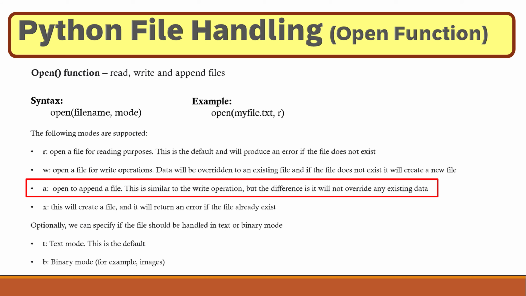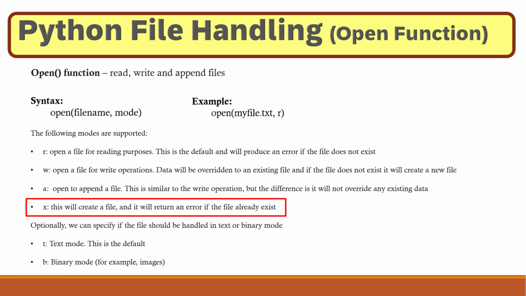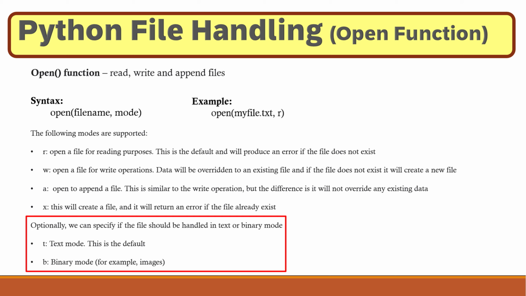Then there is A, which allows you to append a file. This is similar to the write operation, but the difference is it will not override any existing data. It will add data to the existing data. And X, this is purely just to create a file, and it will return an error if the file already exists. And optionally, we can specify if the file should be handled in text or binary mode.